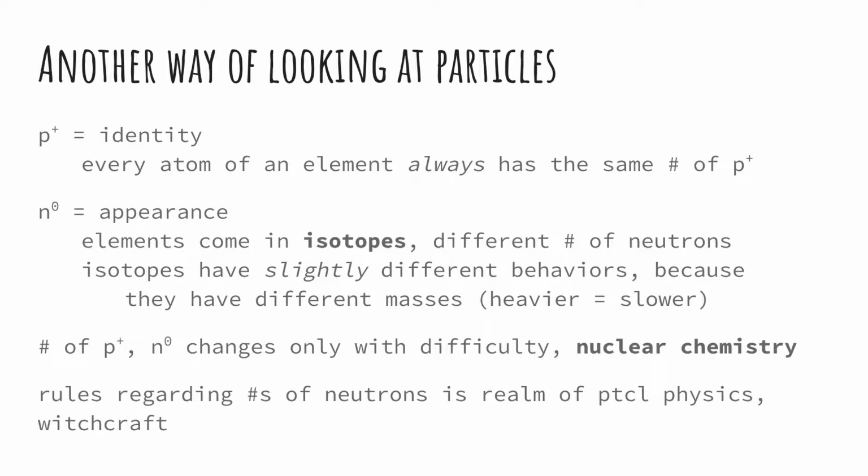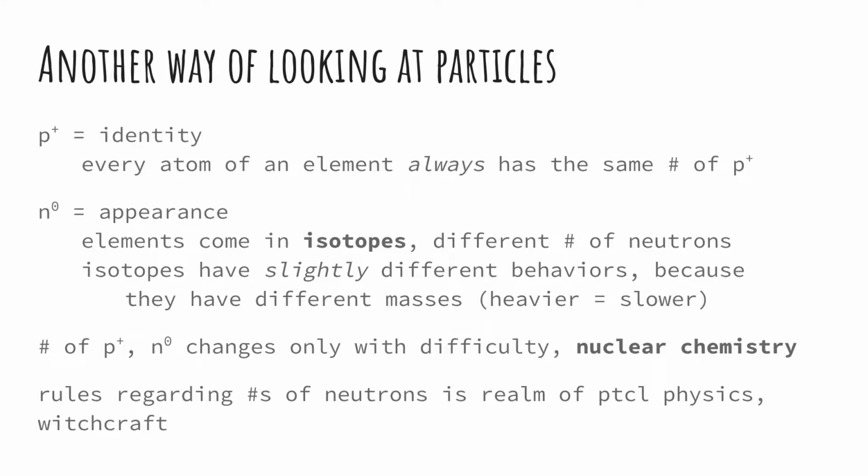Every atom of an element is the same because every atom of an element always has a very specific number of protons. Every atom of hydrogen always has 1 proton. Every atom of uranium always has 92 protons. That's what makes it an atom of uranium or an atom of hydrogen. Neutrons are kind of like appearance. Okay?